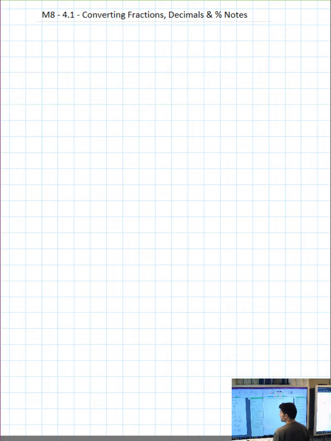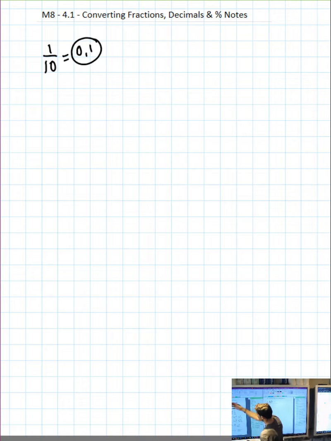Okay, let's look at converting fractions, decimals, and percentages. So let's start off with something like 1 over 10. Now the easiest way is just going to be typed into the calculator. 1 divided by 10 is equal to 0.1. And circle your answer. And then there's other ways to do it, like doing long division.